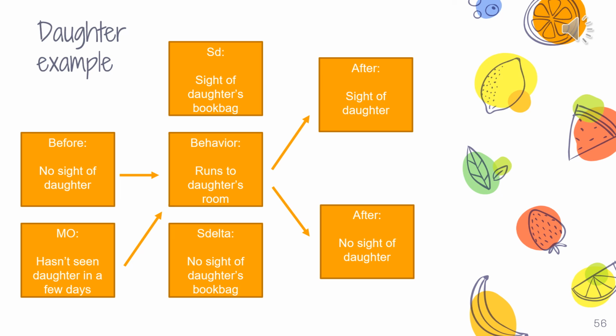The MO in effect here, not having seen the daughter in a few days, has an evocative effect. It's going to increase the reinforcing effectiveness of the sight of the daughter and is going to increase the frequency of responses that will result in that consequence. So, running to the daughter's room when the sight of the daughter's book bag is on the chair.